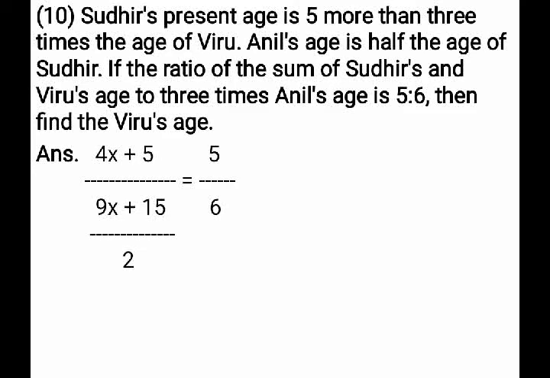9x + 15, which is on denominator, the fraction which is there, it will become multiplicative inverse. 4x + 5 on numerator, that you have to write as it is. This will not become multiplicative inverse. Only your denominator fraction is there, this will become multiplicative inverse. Multiplicative inverse means 9x + 15 which is on numerator, it will go on denominator. 2 which is on denominator, it will go on numerator. That is (4x + 5) into 2 upon (9x + 15) is equal to 5 upon 6.